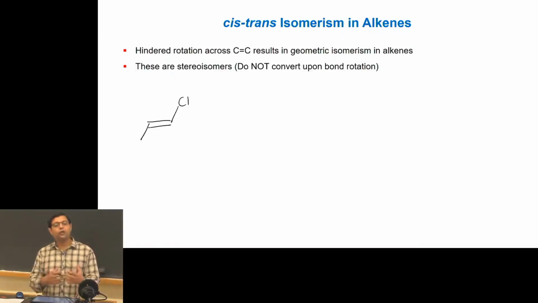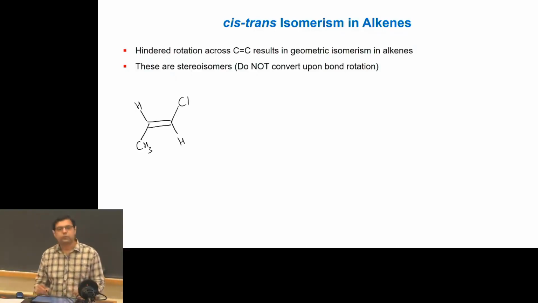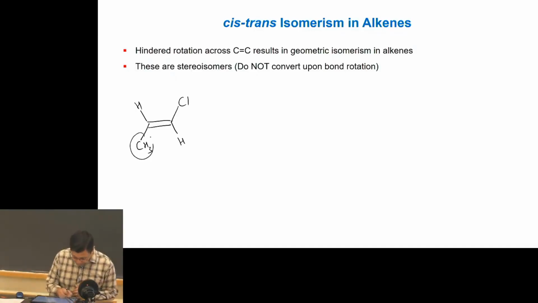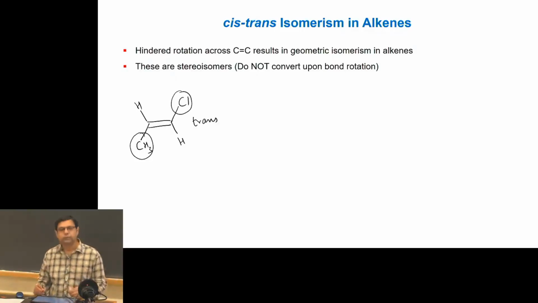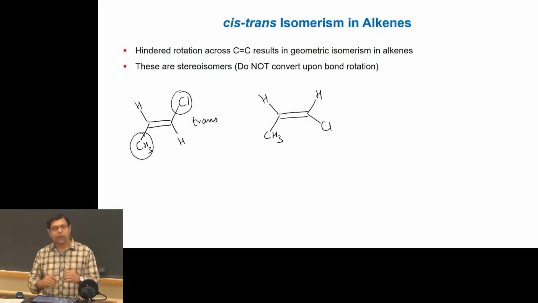Now when you're learning how to label cis and trans, write out the atoms. Hydrogen, hydrogen, CH3. Groups on opposite side of the double bond, this is trans. Groups on same side of the double bond, this is cis.